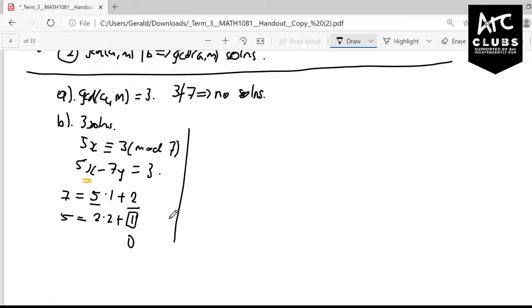So the next step is to just apply the reverse. To do this, we solve for the remainder. So 1 is equal to 5 minus 2 times 2. And then you replace your 2 with 7 minus 5 times 1. So instead of writing it as 2, we write it as 7 minus 5 times 1.